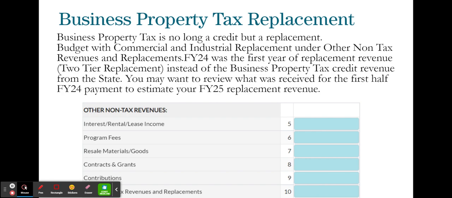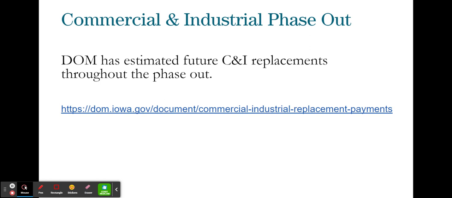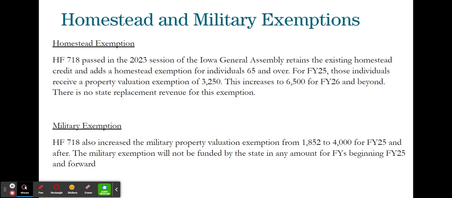As you budget for the receipt of those replacements for fiscal year 25, what you could do is take a look at what you received this fall in the first half of fiscal 24 for that payment, and that might help you estimate your fiscal year 25 replacement revenue. Again, just referring back to the commercial and industrial replacement, that is a program that is phasing out over a period of years, and the actual payments for that program are listed on our website here if you're interested in taking a look at what fiscal 25 will provide.